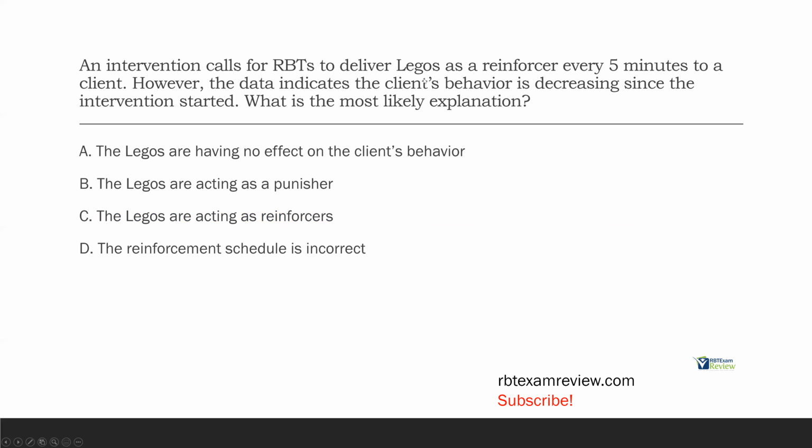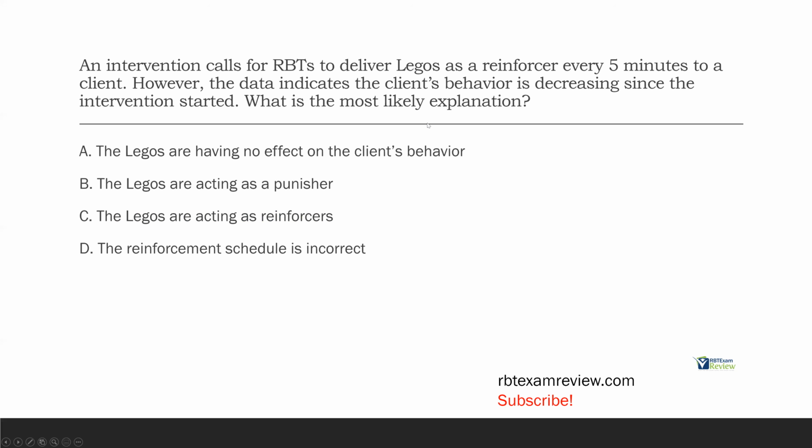An intervention calls for RBTs to deliver Legos as a reinforcer every 5 minutes to a client. However, the data indicates the client's behavior is decreasing since the intervention started. What is the most likely explanation? There is this idea in ABA, and if you take your BCBA exam one day, you'll have to know it, of parsimony, where we're trying to find the simplest explanation first, the one with the least amount of assumptions. So if we're looking at our question here, how can we explain this? Well, what are we doing? We are delivering Legos as a reinforcer every 5 minutes to a client, but the client's behavior is decreasing.